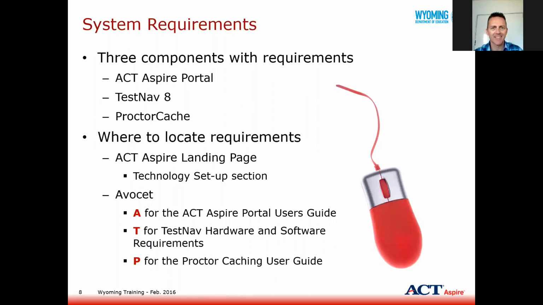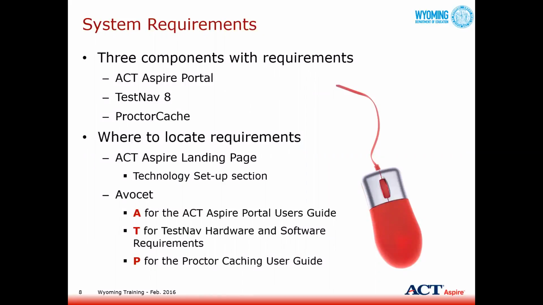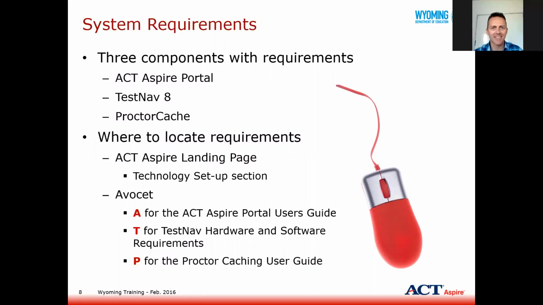When looking for system requirements, you want to pay attention to 3 specific components: the ACT Aspire portal, TestNav 8, and ProctorCache. You always want to be able to find the links of the technology requirements on the Advocate page, as well as the ACT Aspire landing page. If you go into the Advocate page, you can click on the A for the ACT Aspire Portal Users Guides, T for TestNav, and that's specifically for the hardware and software requirements, and you can go down to the P for Project Caching User Guides.